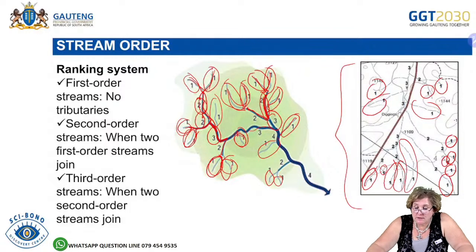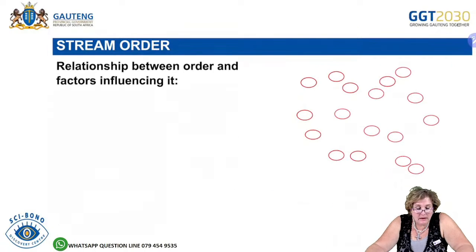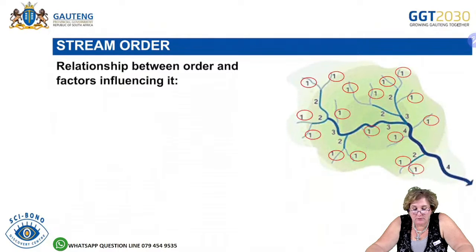2 ones flow into a second order stream and 2 second orders flow into a third order stream. Look here. 1, 2. A 2 and a 2 will form a 3. So there at that circle I will have a third order stream. Now if I have my map like that, there you can see it. Your first orders and then your second orders.